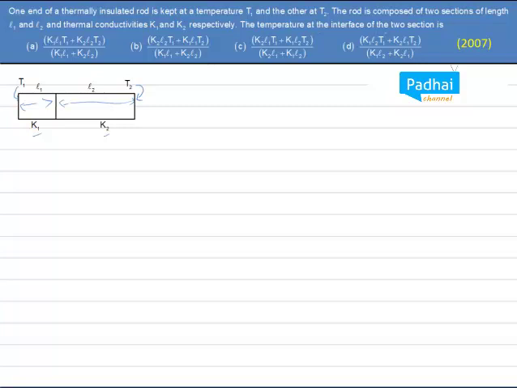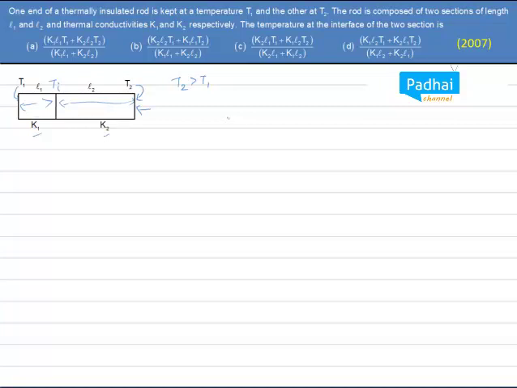Now what is the temperature of the interface? Let this be Ti, let us suppose. So how will we calculate? If T2 is greater than T1, heat will flow from here to here. So the rate of heat transfer will be constant throughout.